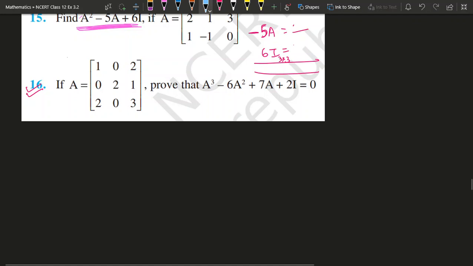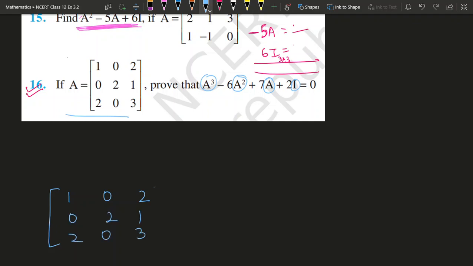So we already have the value of A, and we already know what I is. It's a 3 cross 3 matrix, with 1, 1, 1 on the diagonal, and zeros in all of the rest of the places. So now you have to compute A squared and A cubed. So let's do that. Writing A, you get 102, 021, 203.